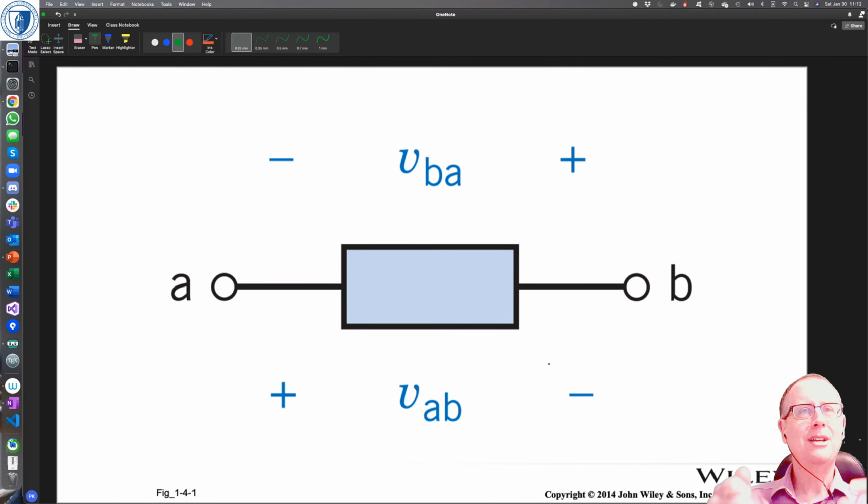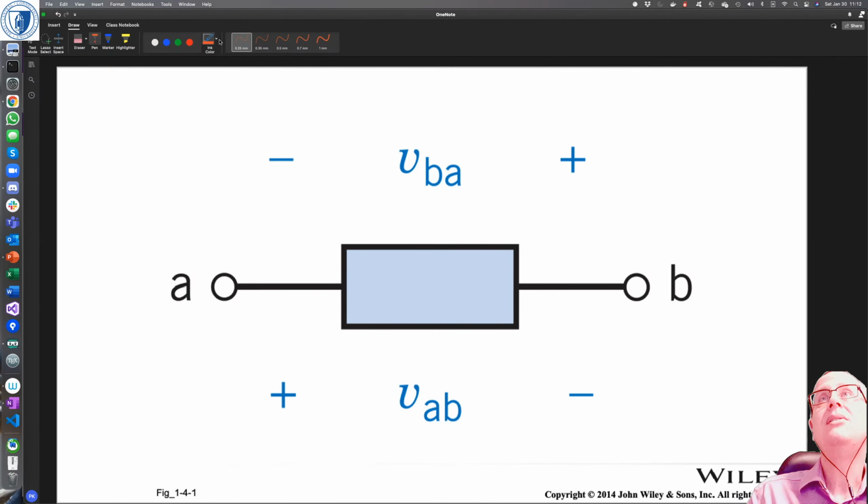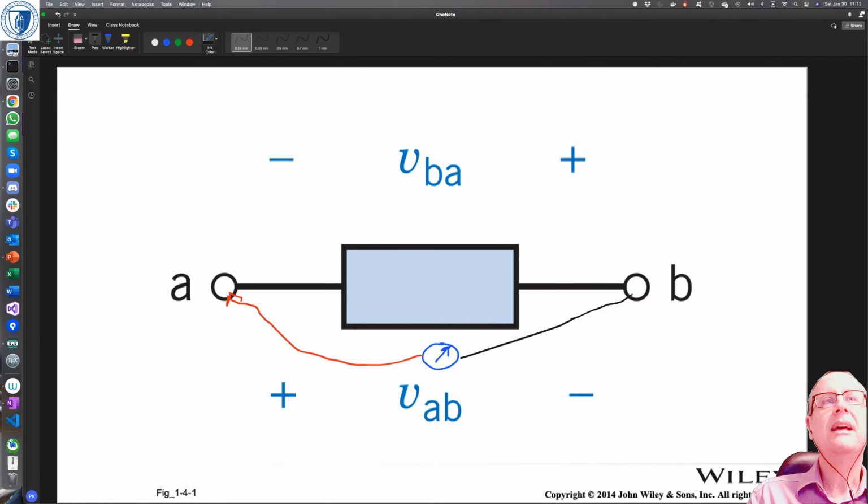Here now we're measuring voltages. One way we could do this is, if we had our meter down here, and it's a voltmeter, we could measure the voltage by connecting our red probe, the positive probe, up to A, and we could connect the negative probe, the black lead, up to B. And that would tell us what VAB is.